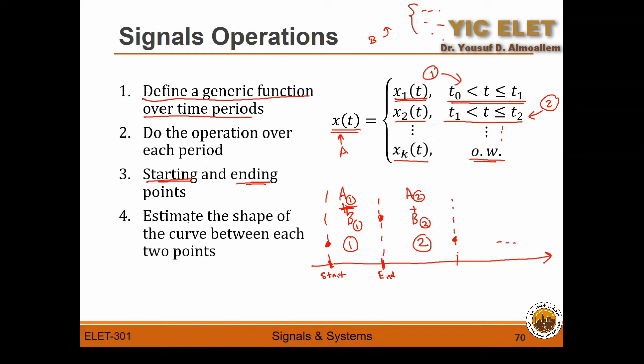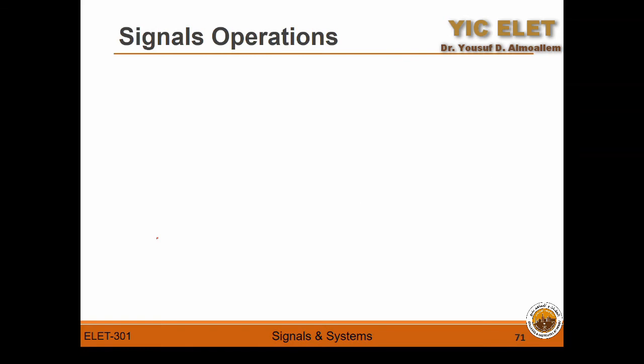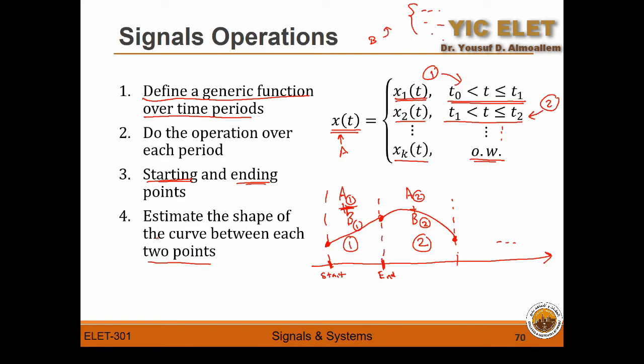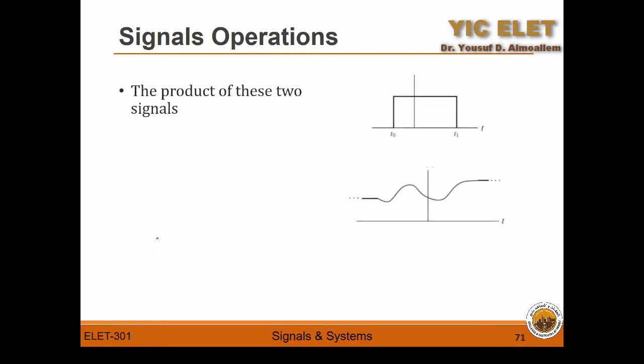Number 4, then estimate the shape of the curve between each 2 points. So whether it is a straight line, or a constant, or a curve with second degree or whatever different degrees, then we're done. So this is what you're supposed to do when you are doing signals operation, whether it is addition or multiplication or any different type of operation.